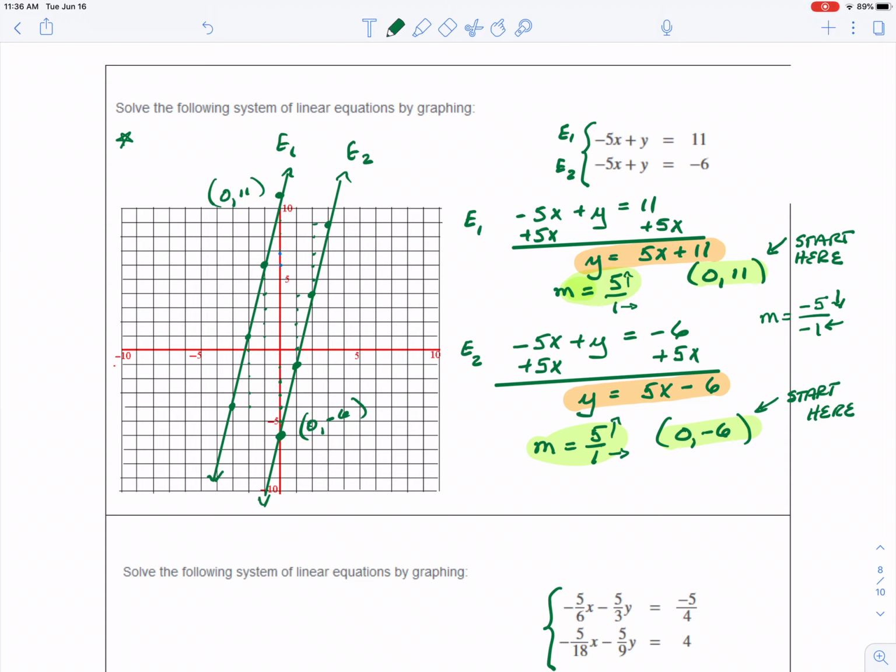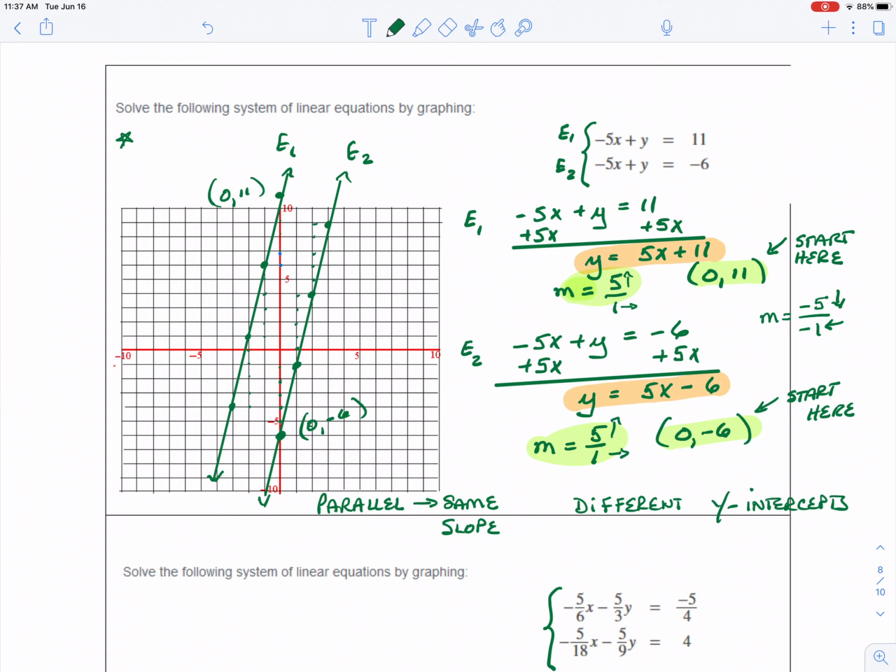I get 2 distinct lines. They have exactly the same slope, which means they run parallel to each other. But they have different y-intercepts. Okay, so because they have different y-intercepts, instead of getting the same line that we did before, one line on top of the other, this time we get 2 different lines.